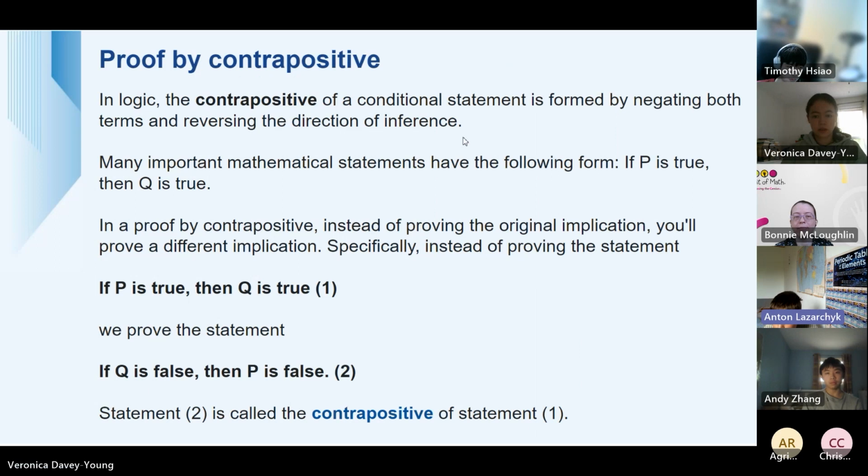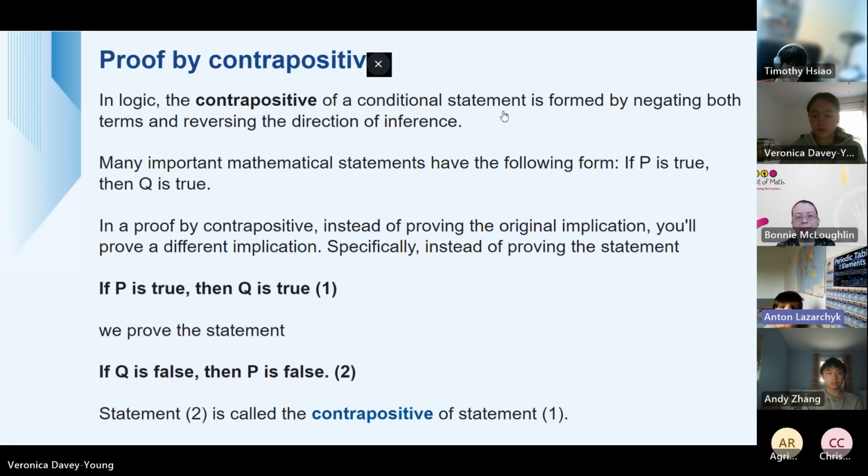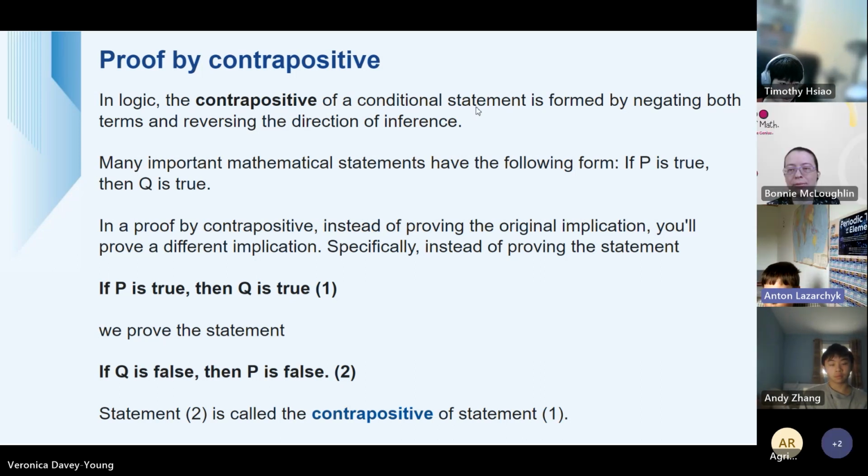Proof by contrapositive. In logic, the contrapositive of a conditional statement is formed by negating both terms and reversing the direction of inference. Many important mathematical statements are of the following form: if P is true, then Q is true. In a proof by contrapositive, instead of proving the original implication, you prove a different implication. Specifically, instead of proving the statement if P is true, then Q is true, we prove the statement if Q is false, then P is false.